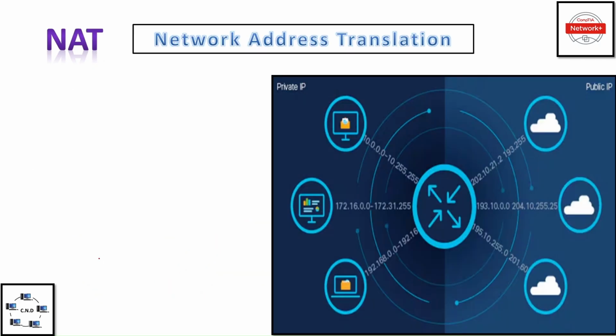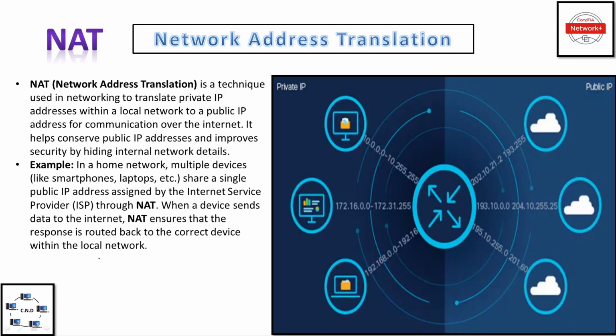NAT, that is Network Address Translation. So NAT or Network Address Translation is a technique used in networking to translate private IP addresses within a local network to a public IP address for communication over the internet. This is, remember, one use of the NAT. It helps conserve public IP addresses and improve security by hiding internal network details.